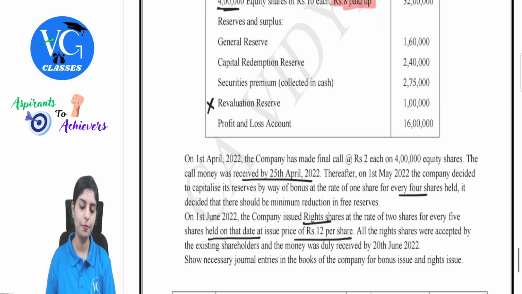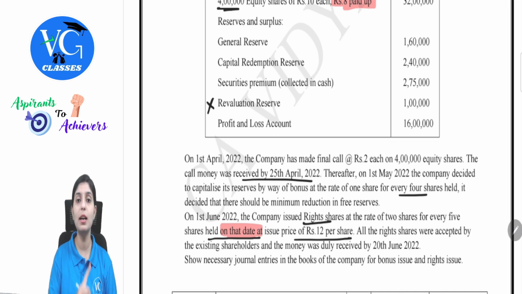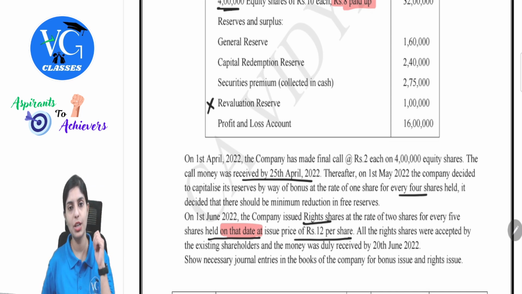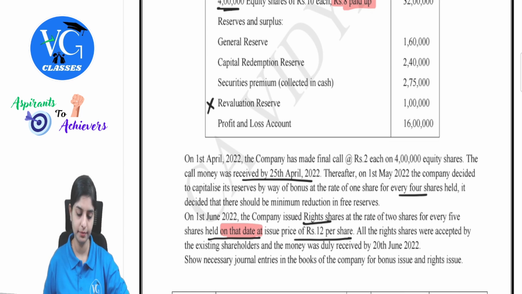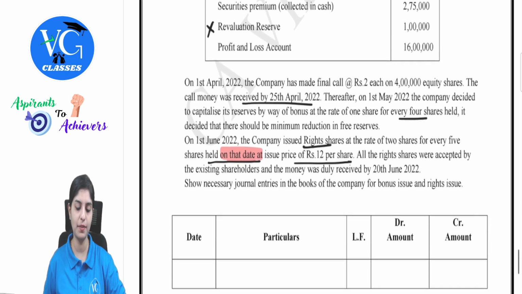Reading further. On 1st June, the company issued rights shares at the rate of 2 shares for every 5 shares held on that date. On that date is what is important. So on that date means it also considers the bonus impact. Existing shares was 4 lakh. 1 lakh was added further from bonus shares. So total existing shares is 5 lakh. So the rights ratio is 2 shares for every 5 shares.